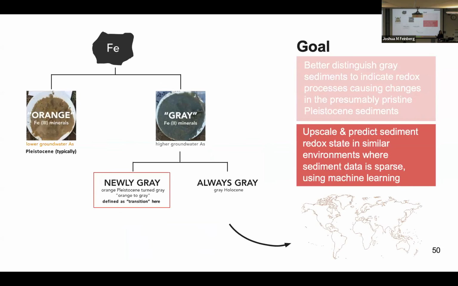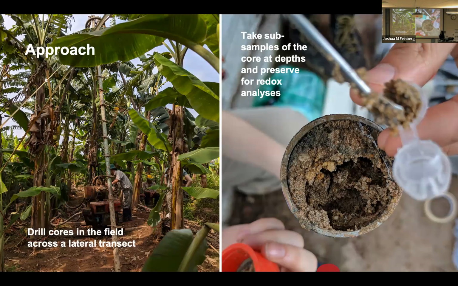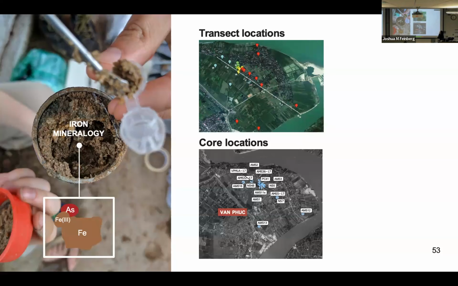Then the next goal was to kind of upscale and predict sediment redox state in similar environments where sediment data is sparse using machine learning, because we all know how expensive it is to get a lot of cores. So we want to use another data set where we could upscale the relationships, and aqueous data, especially groundwater data, while hard to collect, is a lot easier than drilling everywhere. So the approach that we took is to drill cores in the field along this lateral transect, and then we took subsamples of the cores at depth and preserved them for redox analyses. So here you can see our transect locations and our core locations along our transect.